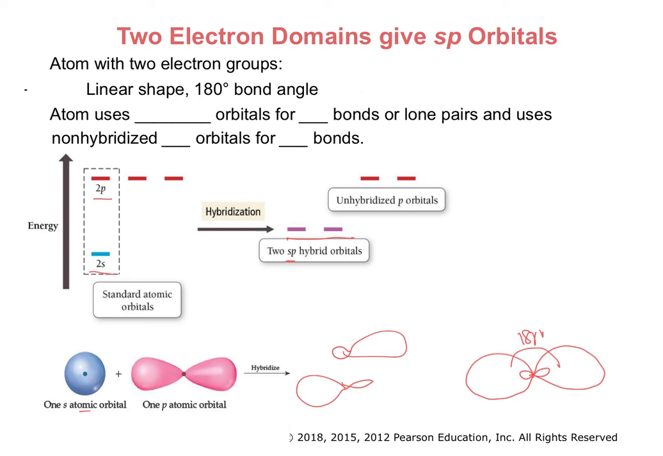So we're going to be using our hybrid orbitals here for our sigma bonds, and then our unhybridized p orbitals get used for our pi bonds. So with sp, so linear, we could make two double bonds, so one from here and one from here.